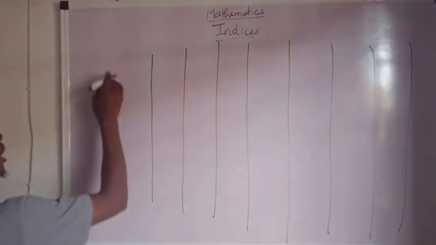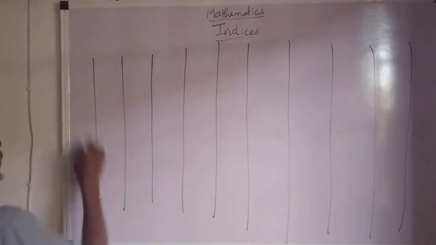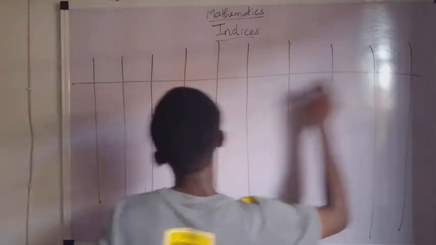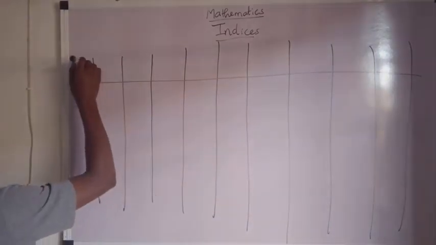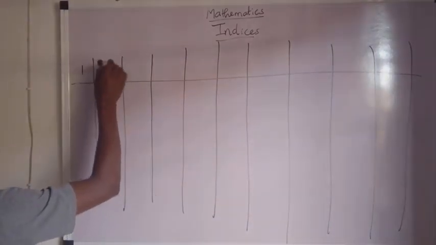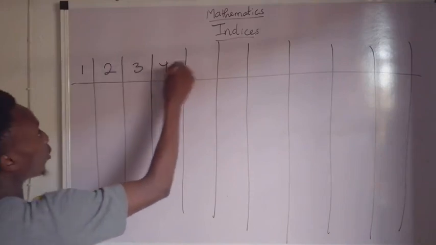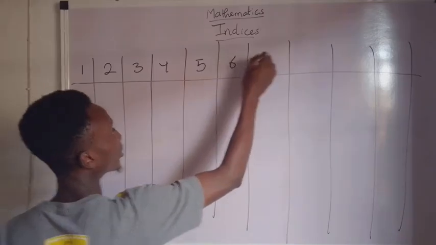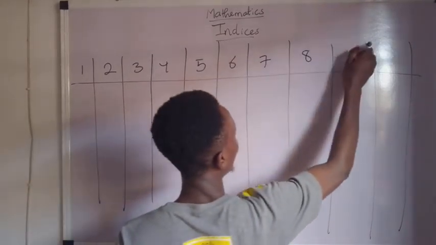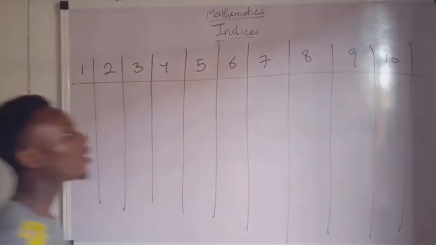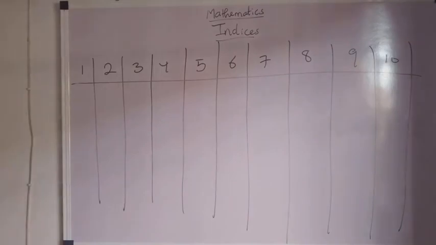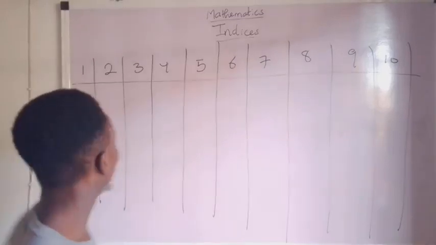You can probably take it to 8. So raised to power 1, raised to power 2, raised to power 3, raised to power 4, raised to power 5, raised to power 6, raised to power 7, raised to power 8, raised to power 9, raised to power 10. I think 10 should be fair enough. So what do we do now? We start with 2.